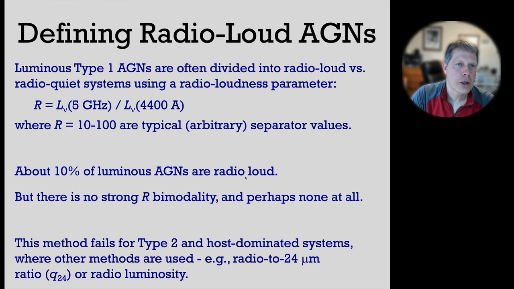Unfortunately, however, if you look at the distribution of this R parameter among the overall luminous type 1 AGN population, there is no strong bimodality that would really support there being two distinct groups of radio quiet and then a totally distinct group of radio loud.